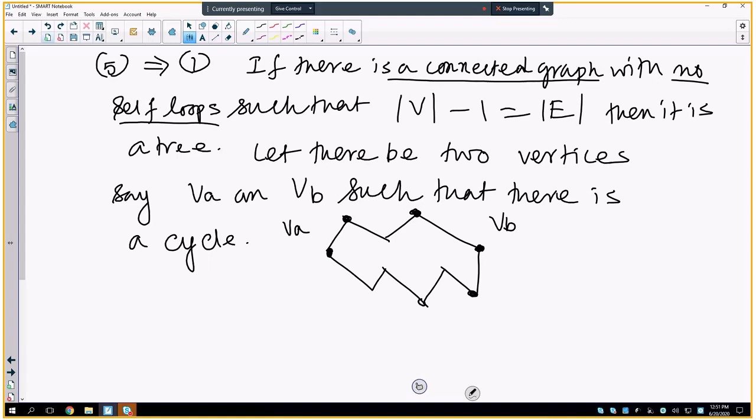So I'm going to just count how many edges and how many vertices are there in this cycle. So number of vertices is going to be 1, 2, 3, 4, 5, 6, 7, 8, 9. So in this little situation of ours, there are 9 vertices in this cycle. And how many edges are there? Well, 1, 2, 3, 4, 5, 6, 7, 8, 9, 10.